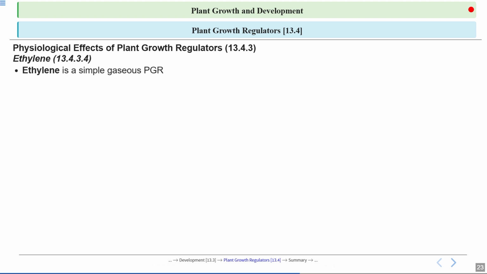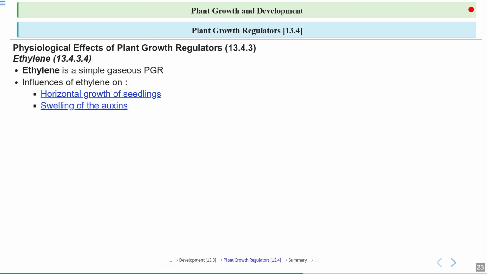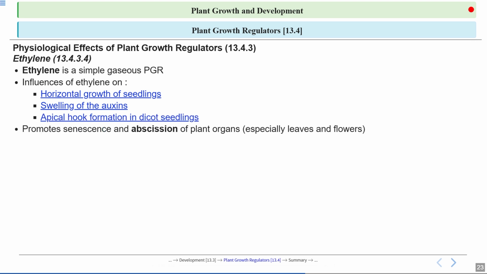Now, the next hormone is ethylene. This is a very simple gaseous plant growth regulator. It influences horizontal growth of seedlings. Seedlings show horizontal growth because of this particular hormone. Swelling of the axis, apical hook formation in dicot seedlings, right? It also promotes senescence and abscission of plant parts, especially leaves and flowers. The other growth regulators delay senescence, but this one promotes senescence. So in this respect, this is a plant growth inhibitor, right?